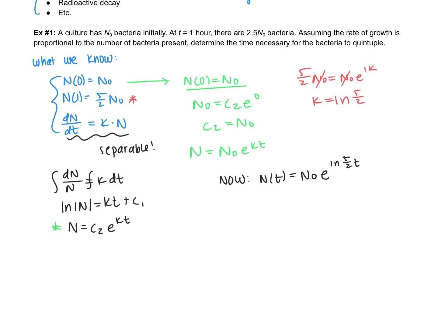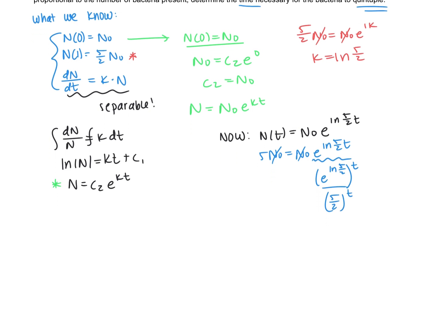Okay, now finally we can answer the question that we were asked: determine the time necessary for the bacteria to quintuple. So we have 5 N0 is equal to N0 e to the natural log of 5/2 t. So we separate those out. Now we have to look, how can we simplify this? Well, another way we can express that is e to the natural log of 5/2, to the t power. And then e to the natural log of 5/2 is just 5/2. So where we are now, we have 5 is equal to 5/2 to the t.